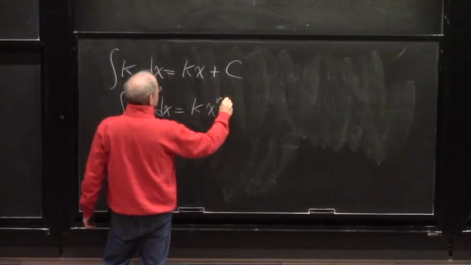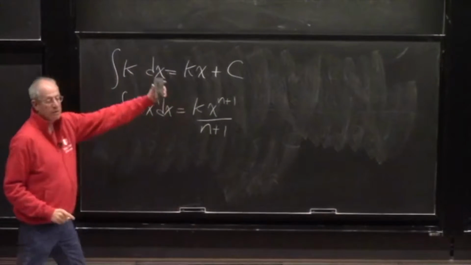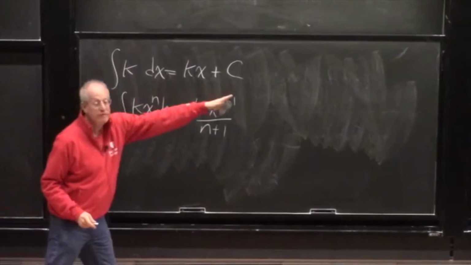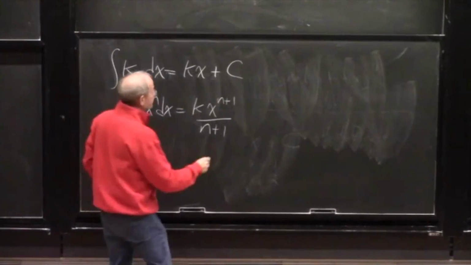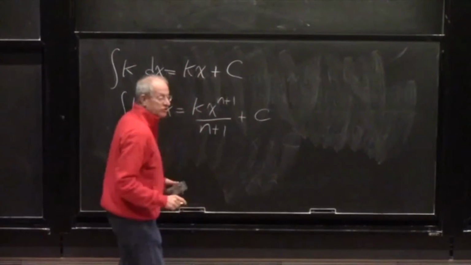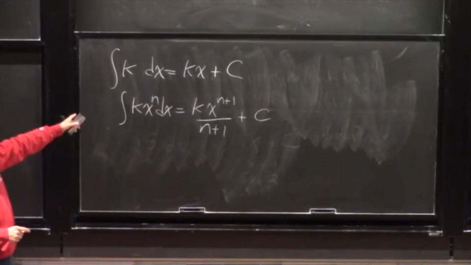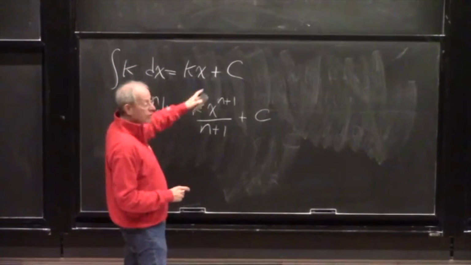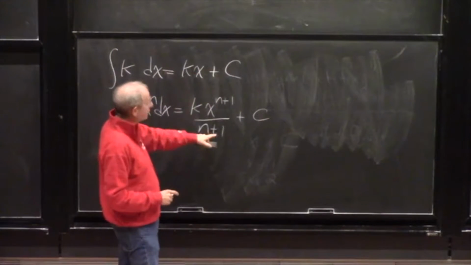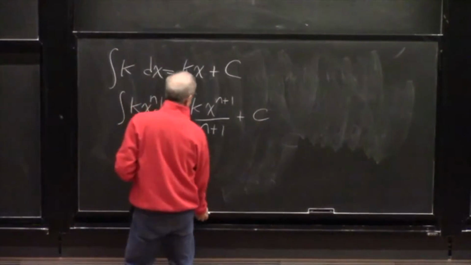This becomes, you raise the power by 1, because then when you take the derivative, you go back. And you divide by whatever that power is. So in a derivative, you bring the power in front, multiplying it, and subtract 1. So for the antiderivative, you raise the power, adding 1, and divide. And that way they undo each other.